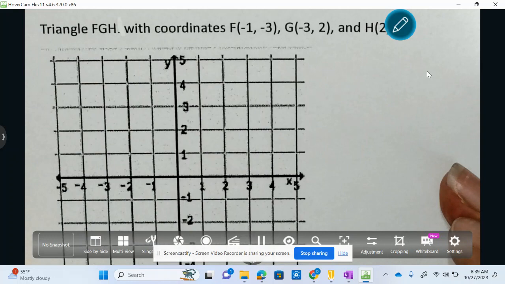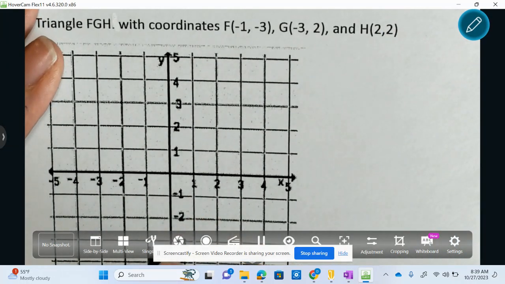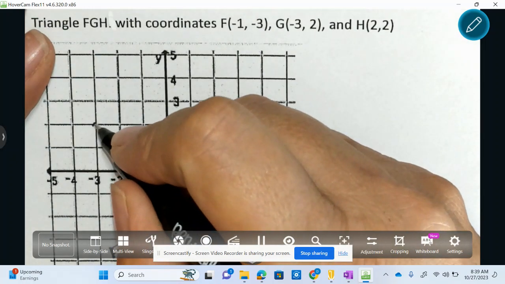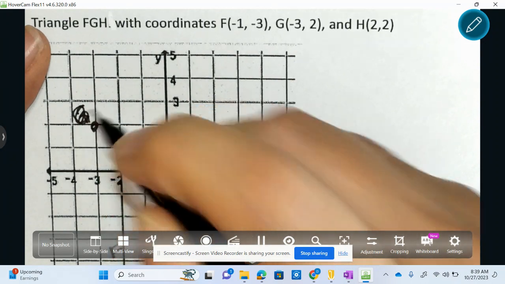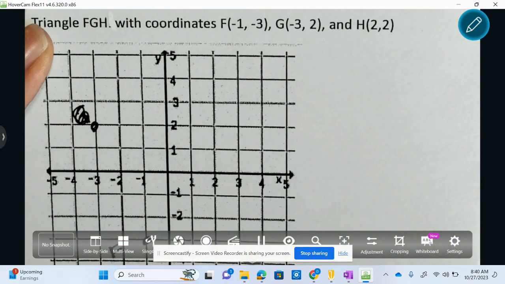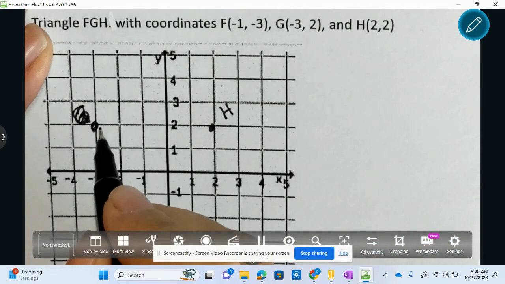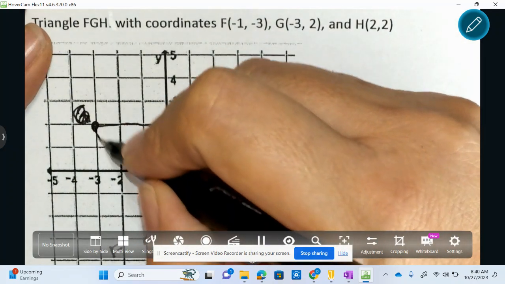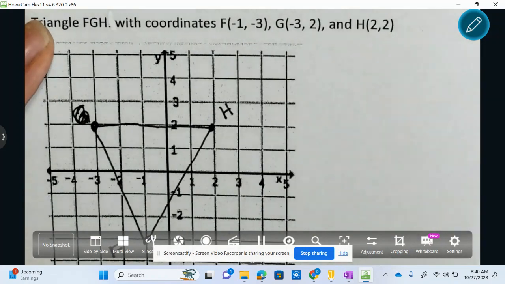So I'm going to plot my points first. So F is (-1, -3). G is (-3, 2). Oops. And H is (2, 2). And then I am going to connect my points with some fabulous line segments.